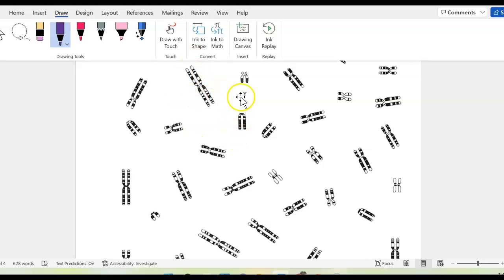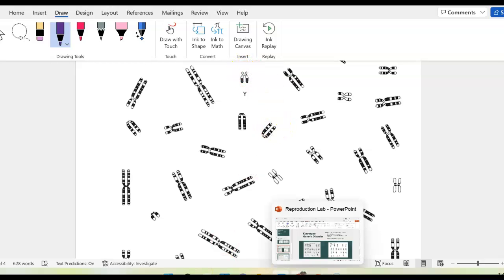So once you have these all aligned, the first thing I want you to do is look to see, do you have an X and an X, or do you have an X and a Y?